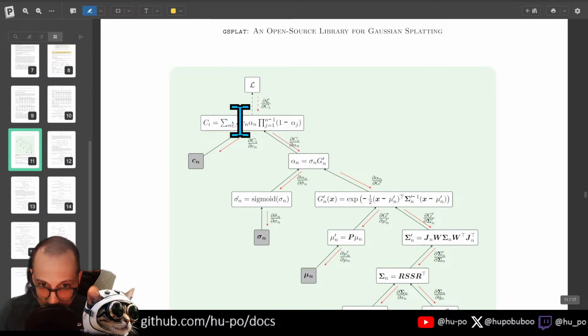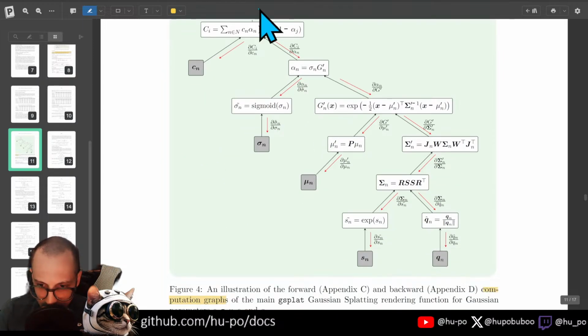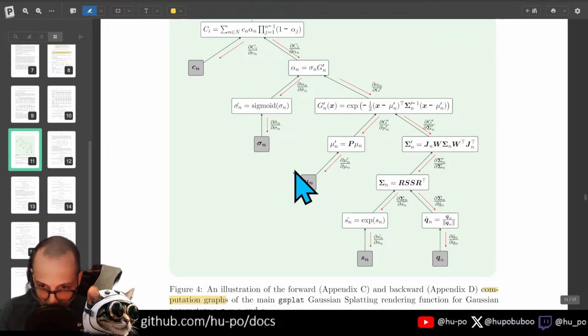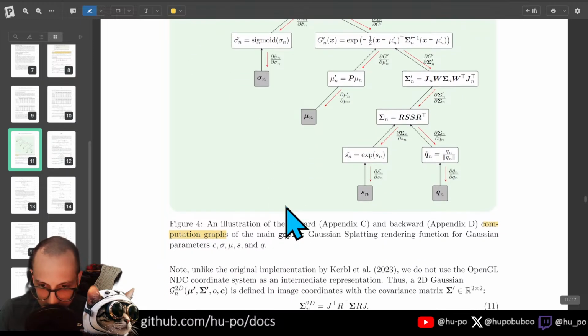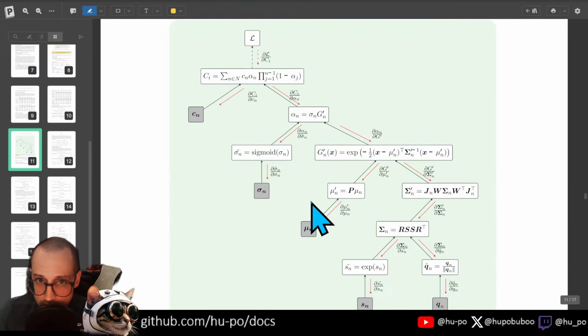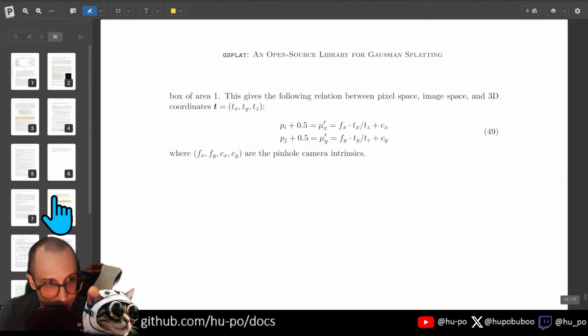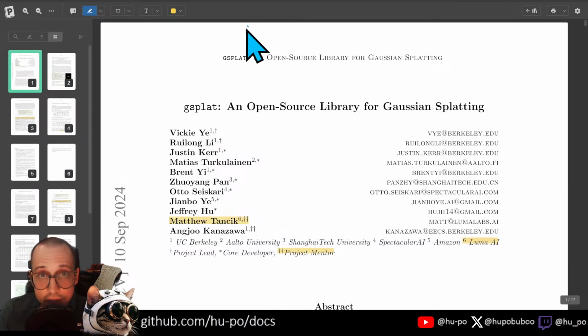This is the equation to actually create the final color of the Gaussian. So you can see here the first place that the gradient goes is into the colors, which is why the colors, I guess, change faster. But you can see here it takes a little bit longer to go all the way down into the position of the Gaussians and the opacity of the Gaussians. But yeah, this paper's pretty good. I would recommend it if you're interested in Gaussians at a fundamental level.